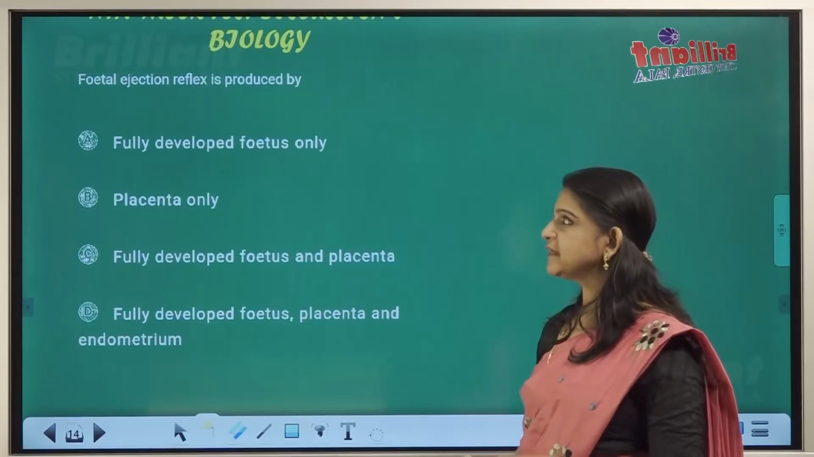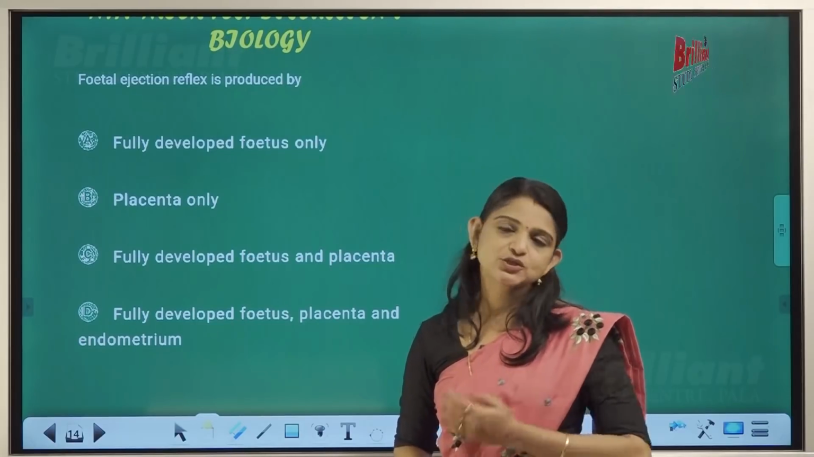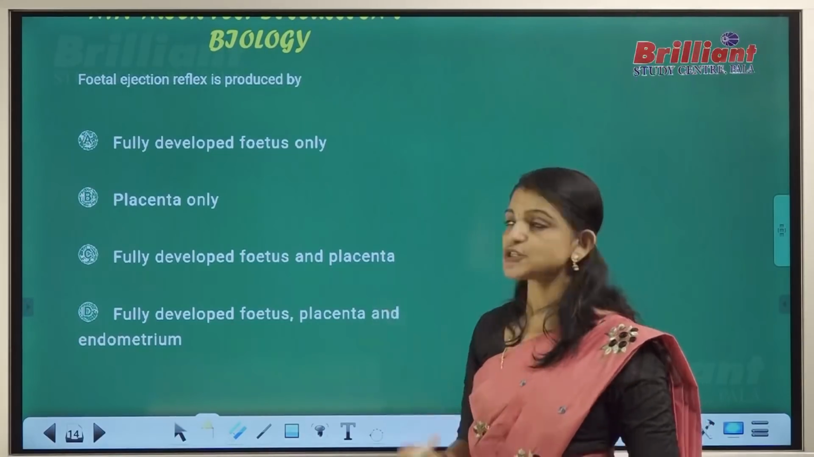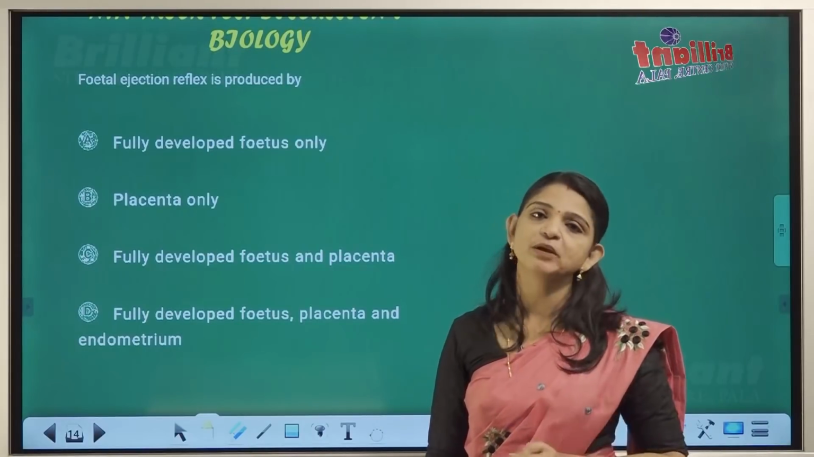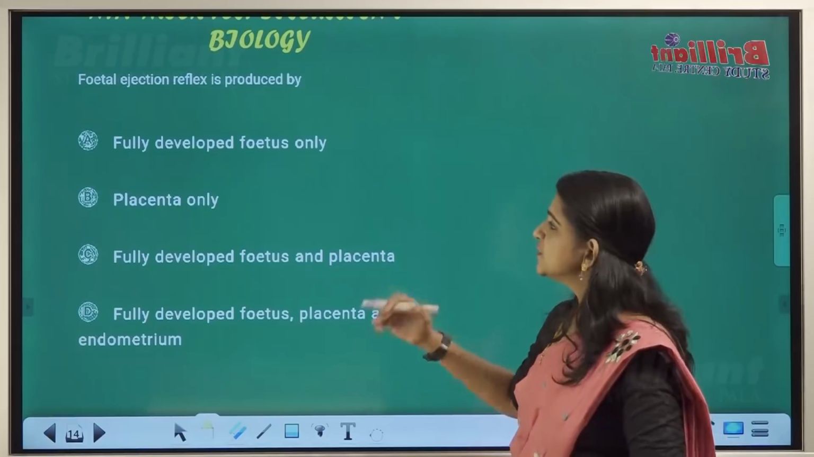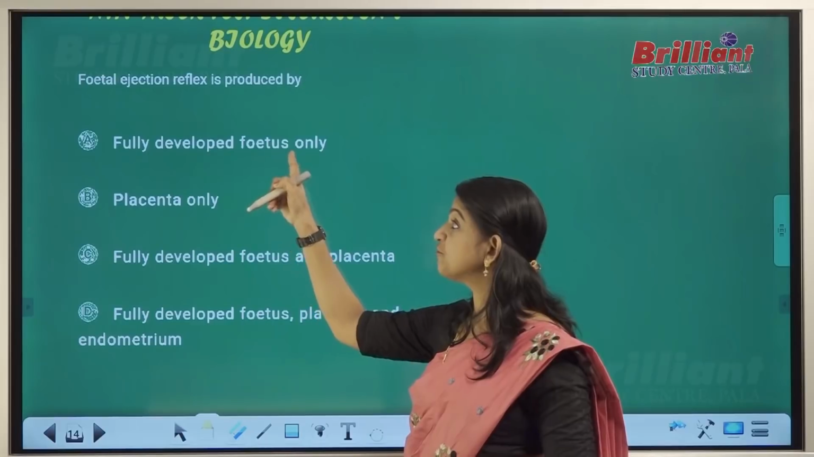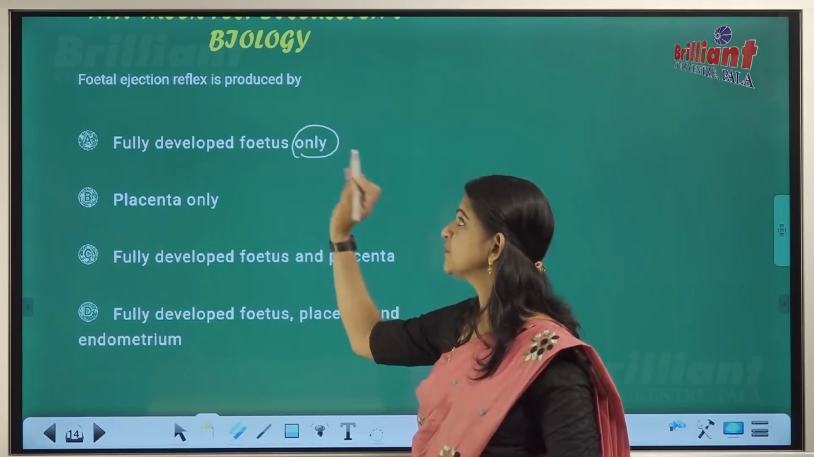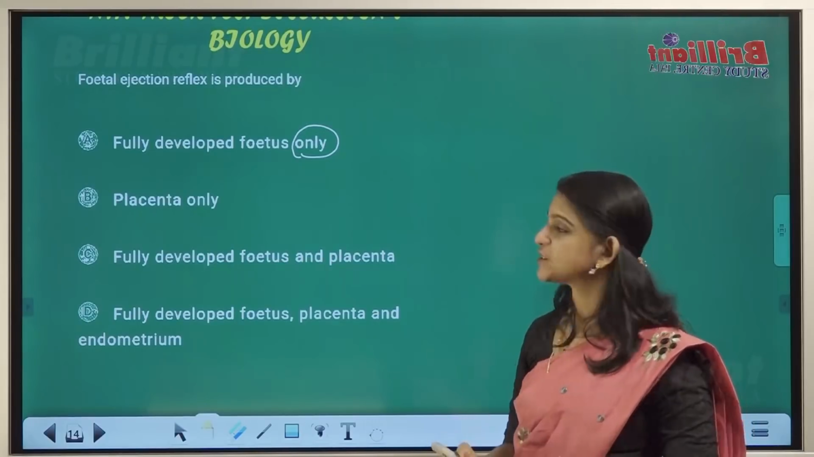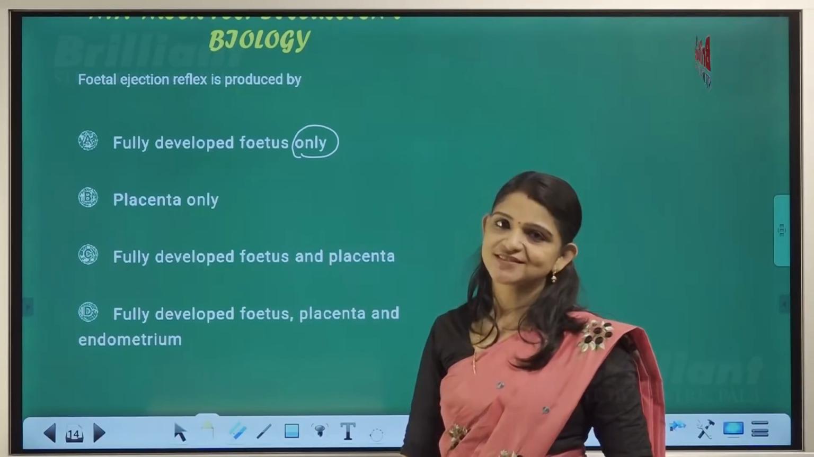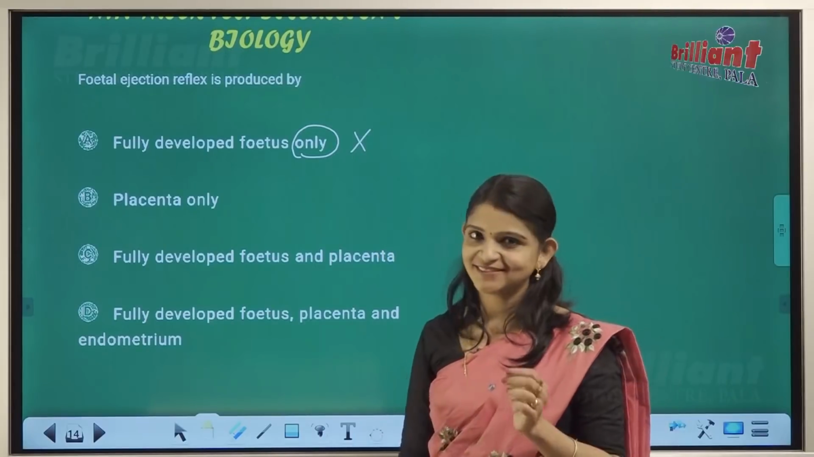Next one. Fetal ejection reflex is produced by. Fetal ejection reflex is responsible for the delivery of the baby, the expulsion of the baby from the womb. So that is produced by, first option, fully developed fetus only. Actually, fetal ejection reflex is induced by the fully developed fetus. But as they are giving 'only', we cannot choose this as the answer.